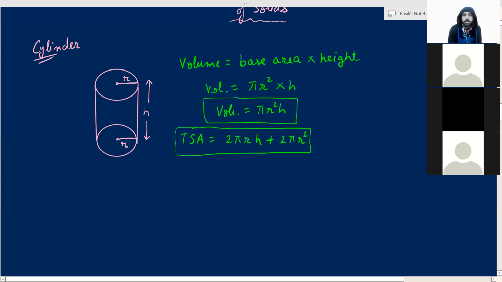And then the last one is curved surface area. Curved surface area we have already discussed. This is 2 pi r h. So don't count the area of the circles in it. That means we will not include the base area and the top area, we will count only the curved surface area.